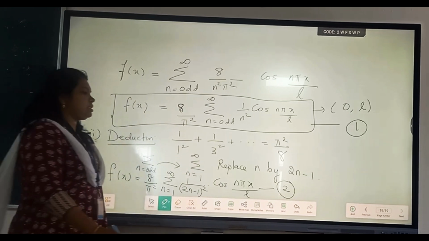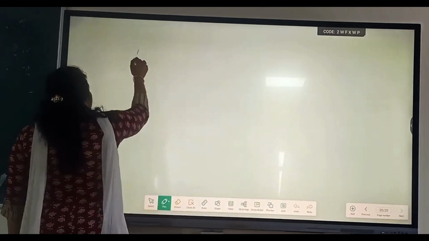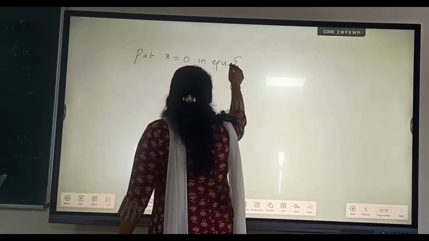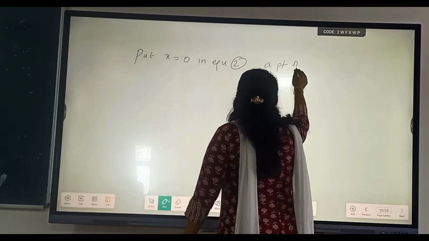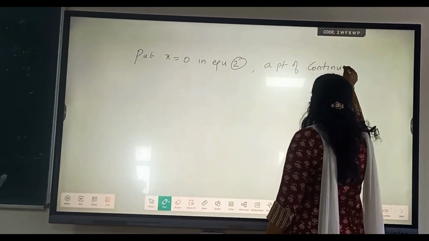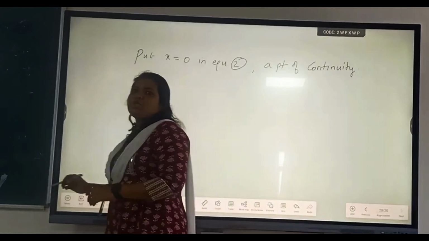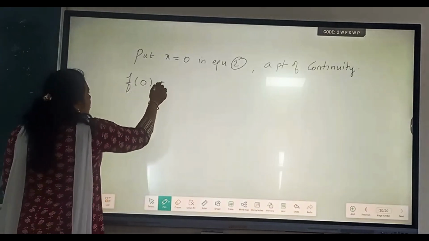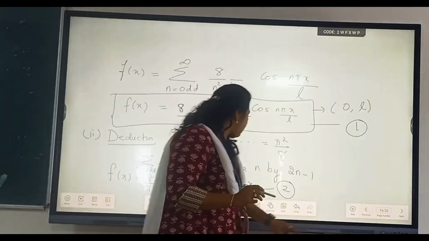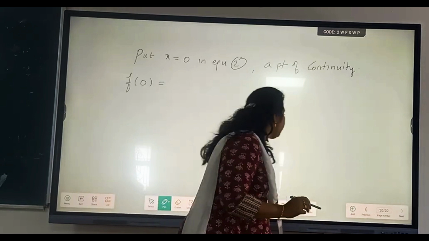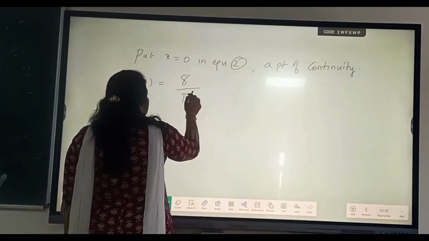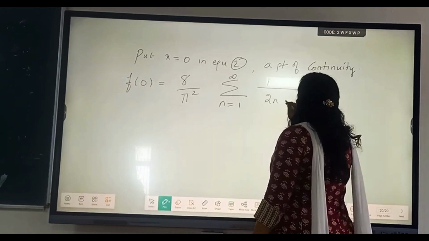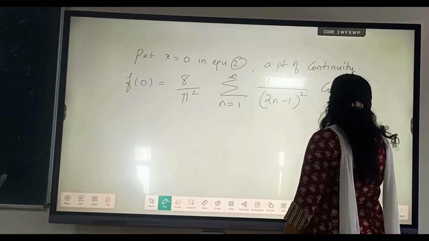Put x equal to 0 in equation 2, which is a point of continuity. We know that continuity means we are substituting the points directly. So what will happen? f of 0 equal to, what is the previous term? 8 by pi square summation n equal to 1 to infinity 1 by 2n minus 1 the whole square cos 0.